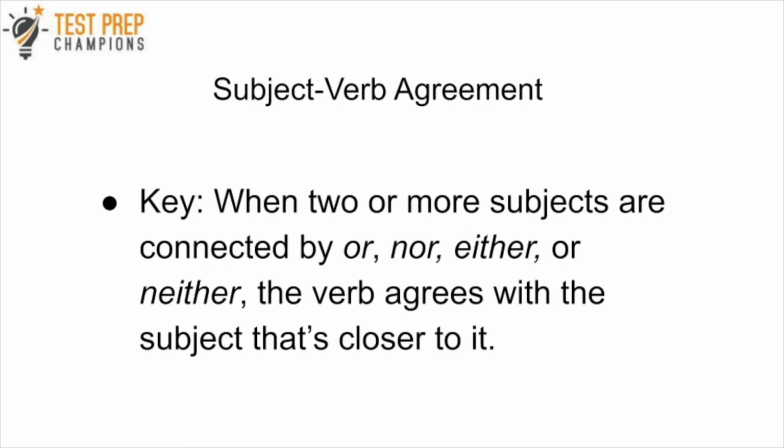The next key is that when two or more subjects are connected by or, nor, either, or neither, the verb agrees with the subject that's closer to it. If you were just listening, this next practice question shouldn't be too hard. Go ahead and fill in the blank. When two or more subjects are connected by or, nor, either, or neither, the verb agrees with the subject that's blank to it. Yes, that's right, closer to it.